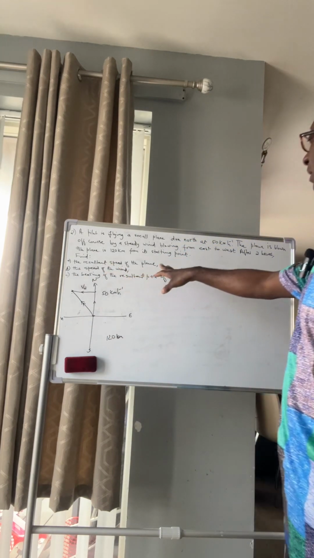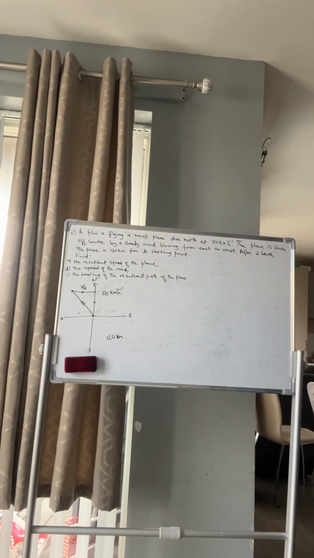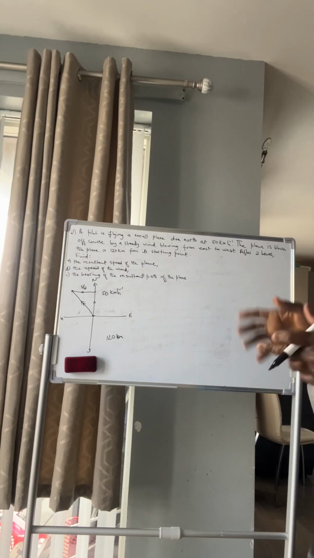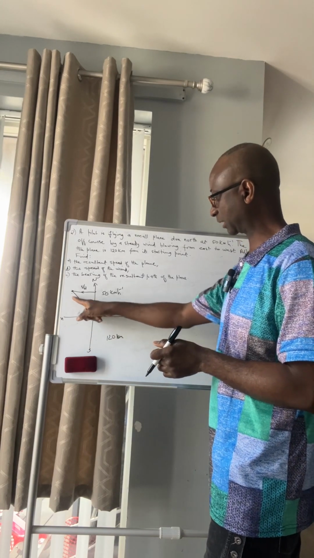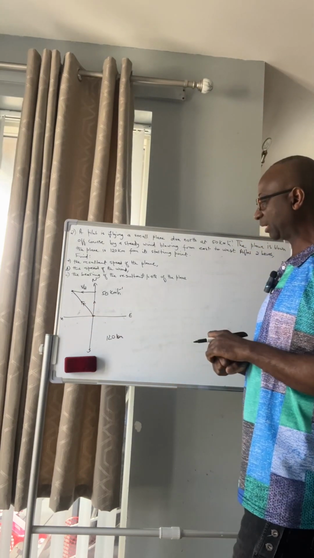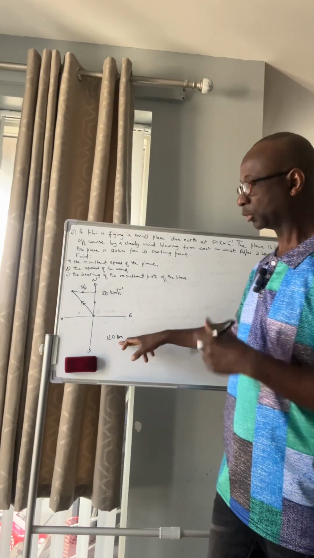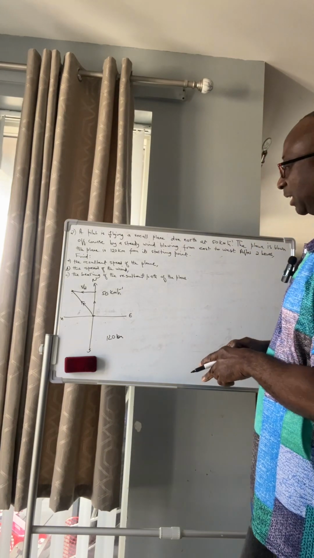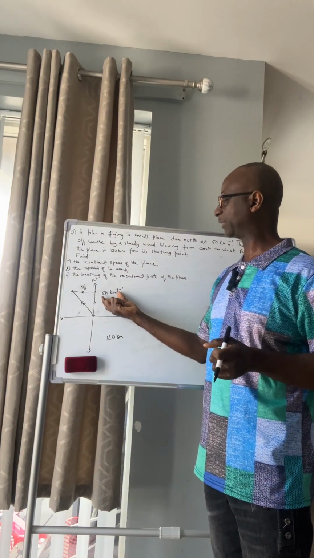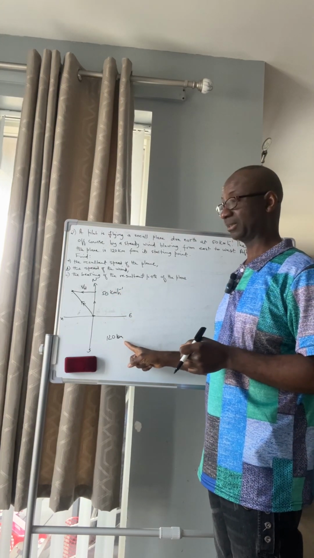So find the resultant speed of the plane. What is the resultant speed? We need to find this resultant speed of the plane. We are given the distance of the plane. I don't want to say resultant distance, but it's something close to that. But we need to find speed, because here we are given speed. This is kilometers per hour, speed. This is kilometer, this is distance. They are not the same.